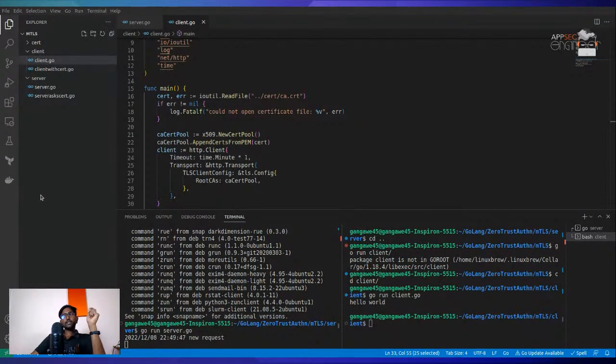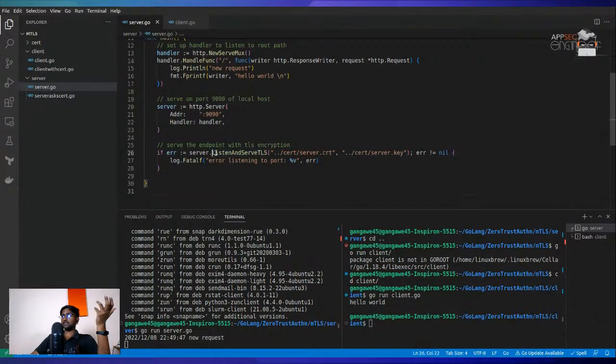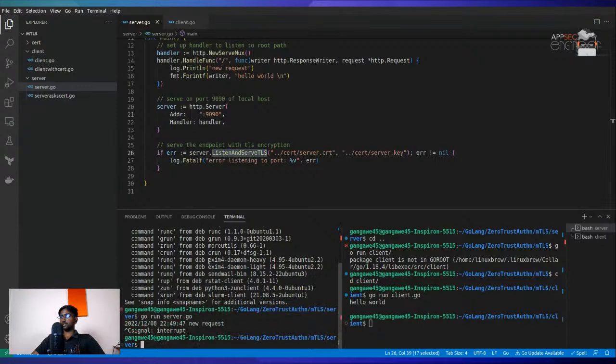So let me spin up the next instance, which is a very, very similar idea, but we're going to make sure that the server is also going to ask the client to authenticate themselves. In the first case, you see that the server is using TLS, but it is not asking the client to do anything else outside of that. So let me just pull this down and go run server.